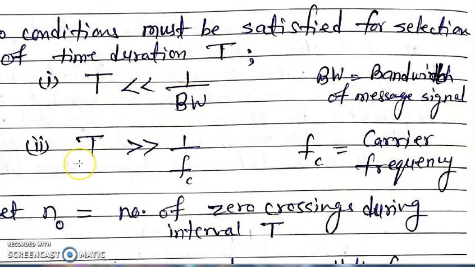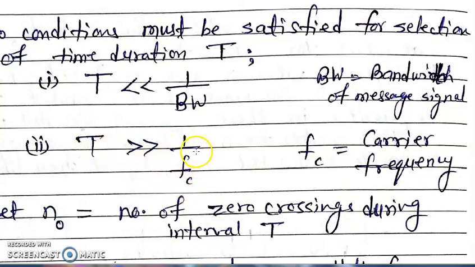And the second condition is that this capital T time duration must be far greater than the carrier period. As we know, carrier frequency is far greater than message frequency. So for the time period of the carrier frequency, there may be only a few fractions of a cycle of the message signal.